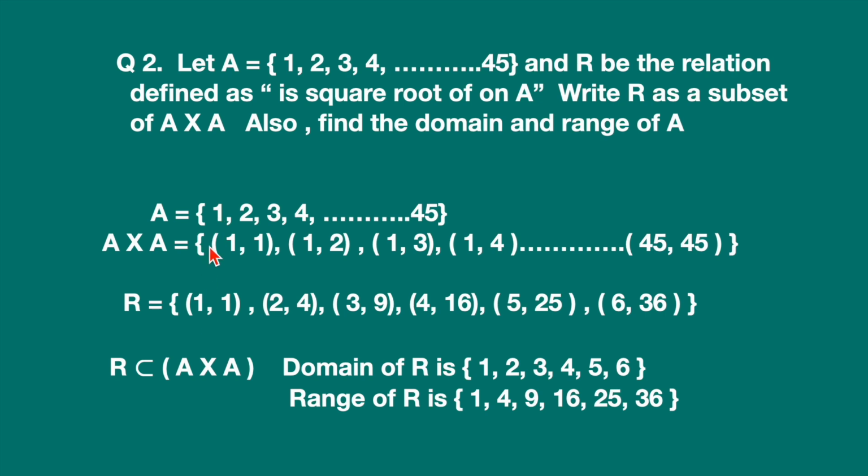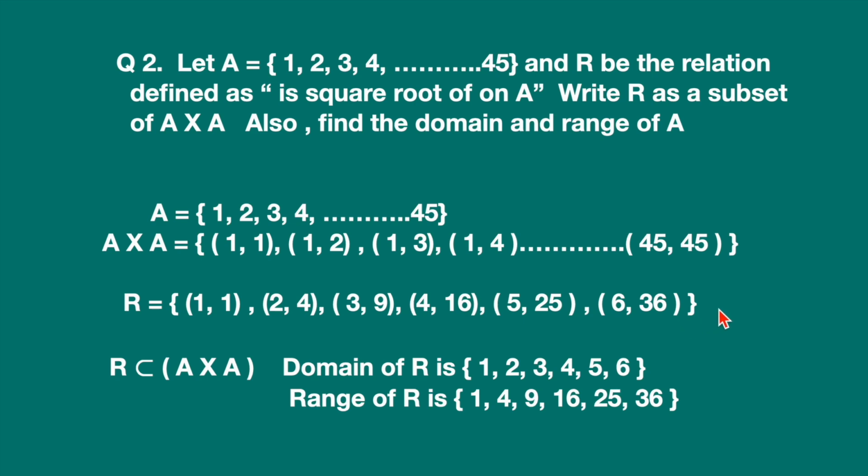Let us take the x value as 1. 1 is the square root of 1. So the ordered pair will be (1, 1). Next you take 2. 2 is the square root of 4. So here it is, write it down: (2, 4). 3 is the square root of 9. 4 is the square root of 16. 5 is the square root of 25. 6 is the square root of 36. 7 is the square root of 49.